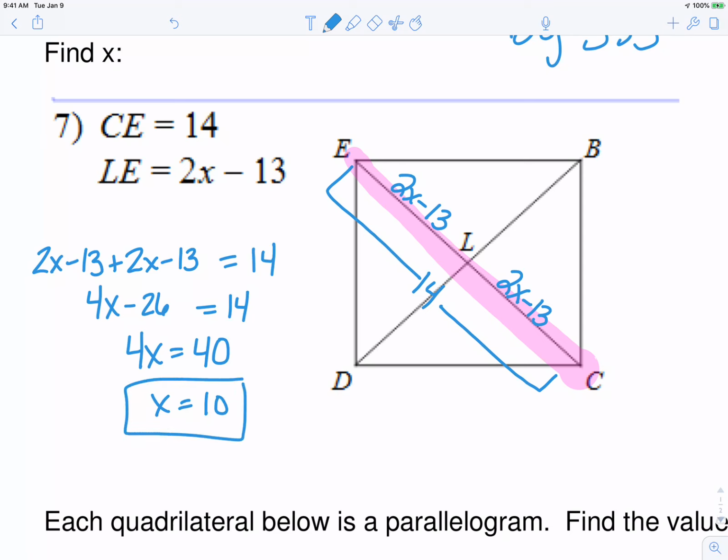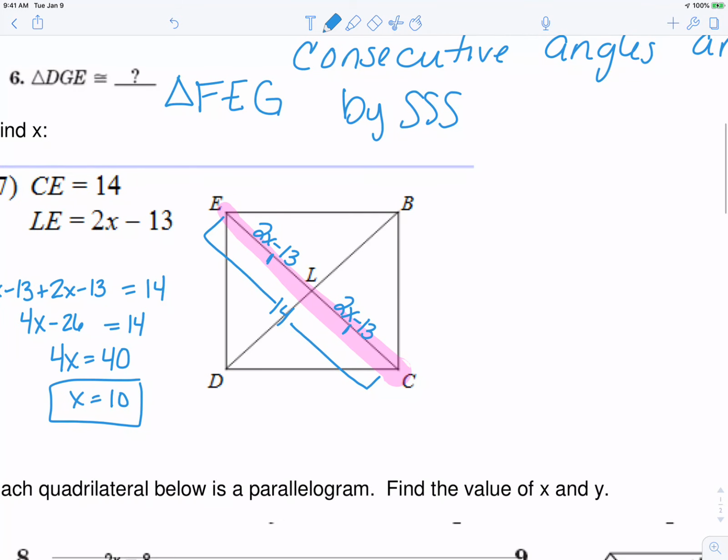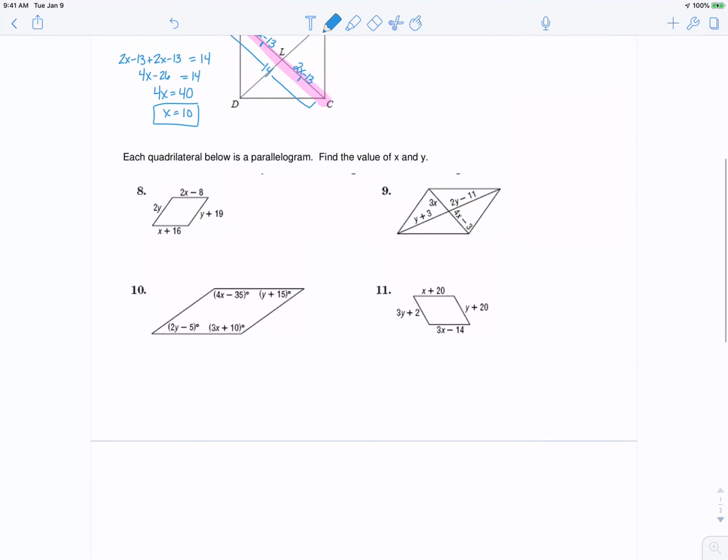So because those diagonal pieces were equal to each other, I was able to put the same measure on each. And then I add up the two pieces, set it equal to the whole thing. Okay, now I'm going to pause the video before completing the last 4 problems.